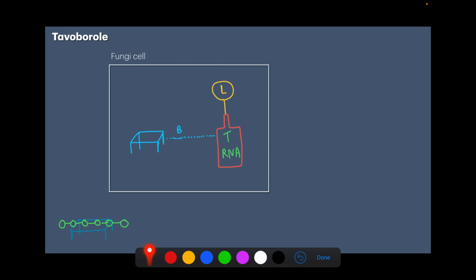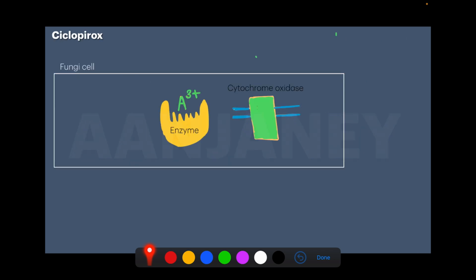First is tavaborole. So what is this drug exactly doing? Inside the fungal cell we have tRNA, and the amino acid is linked to it, and we all know from this process the fungal cell is going to make its entire protein. So what tavaborole does is it makes a boron bond with leucyl tRNA synthetase and inhibits protein synthesis. So it forms a boron based bond with leucyl tRNA synthetase and it inhibits protein synthesis in fungi.